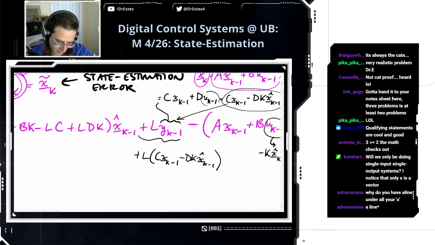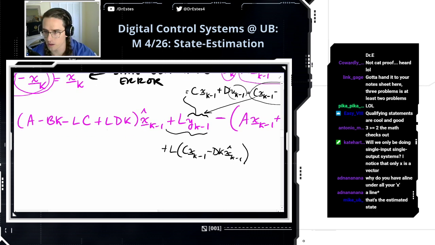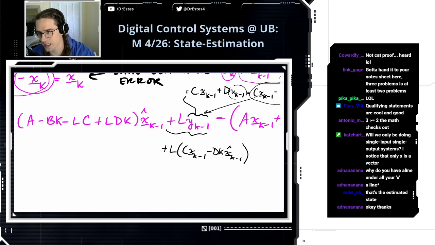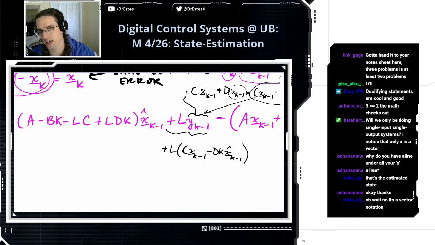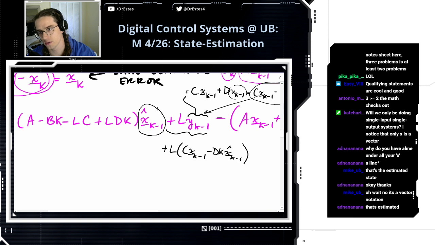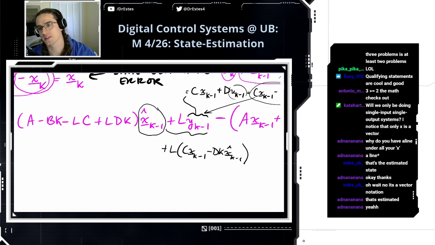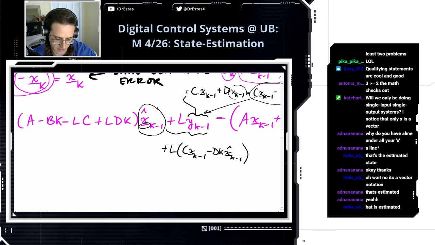Why do you have a line under all of your X? Oh, the line, no, the line means that it's a vector. So like, at least in this example, the states are a 2x1 column vector. Yes, so this line means it's a vector, and this hat means that it's estimated.